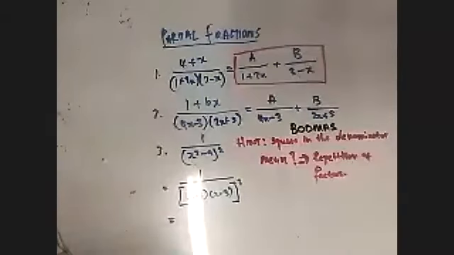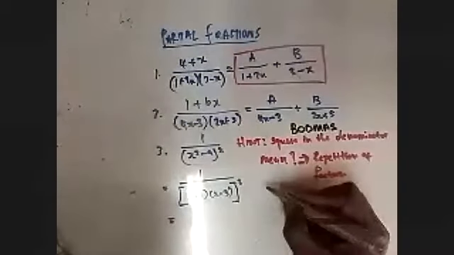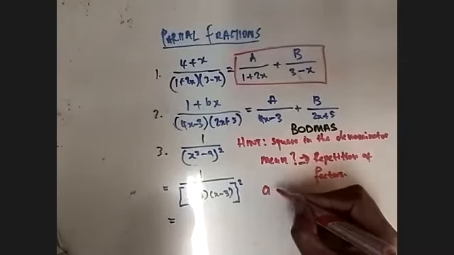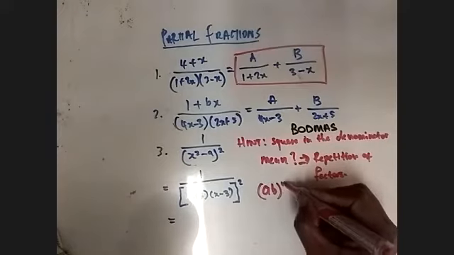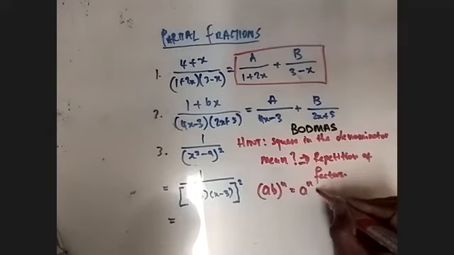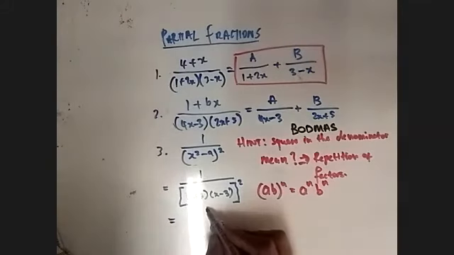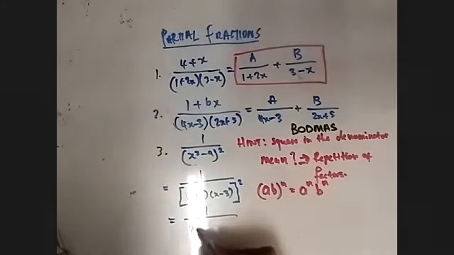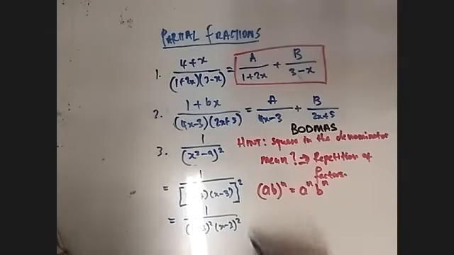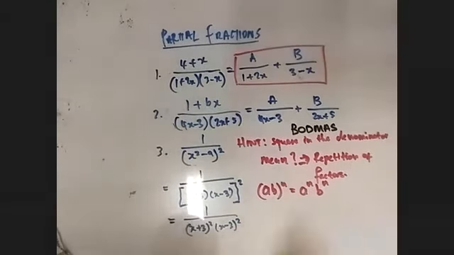So for us to continue, using the rules of exponents, when I've got a times b to the power n, this can be written as a to the n, b to the n. So therefore, I'm going to write this as x plus 3 squared, x minus 3 squared. Okay, so we have simplified this to its simplest form.